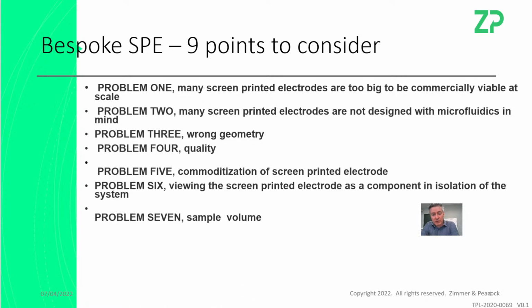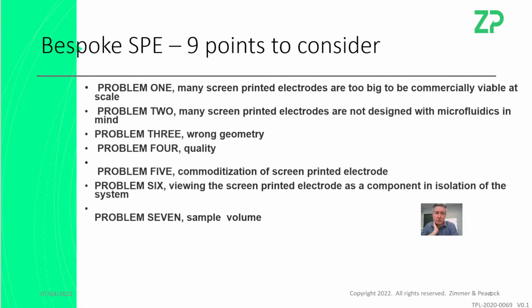Sample and volume, it's probably worth saying that a lot of this goes back to size, but for example, a 4mm diameter working electrode is quite a popular design in the R&D space. If you try and put a drop of blood on that, it's too big.